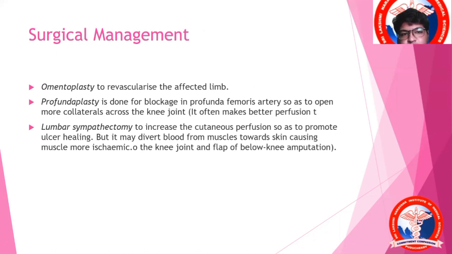Now, surgical management. There are a couple of surgical options we can do. Omentoplasty to revascularize the affected limb. Profundaplasty is done for blockage in the profunda femoris artery so as to open more collaterals across the knee joint. It often makes for better perfusion. Lumbar sympathectomy increases cutaneous perfusion so as to promote ulcer healing. It may divert blood from muscles towards skin, causing more ischemia.